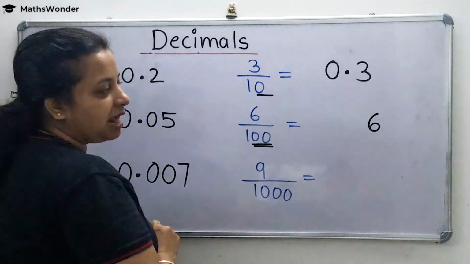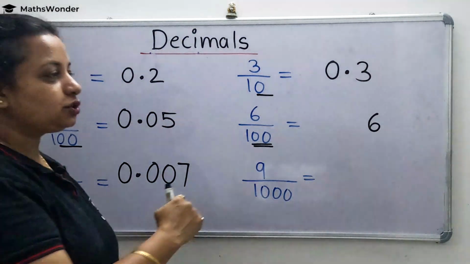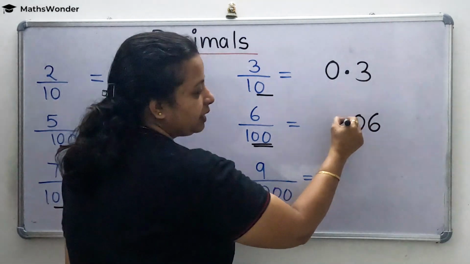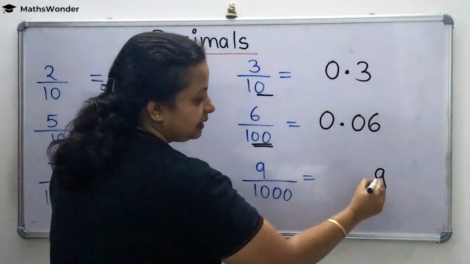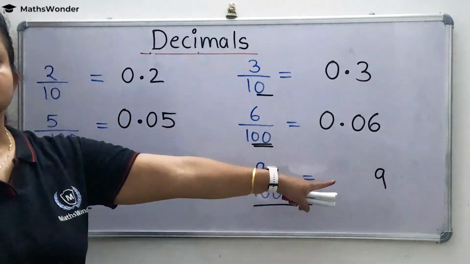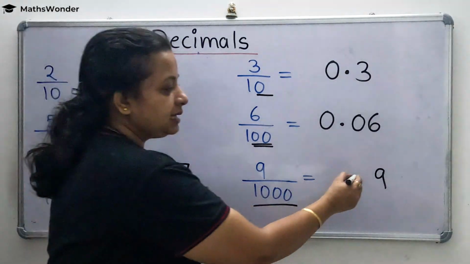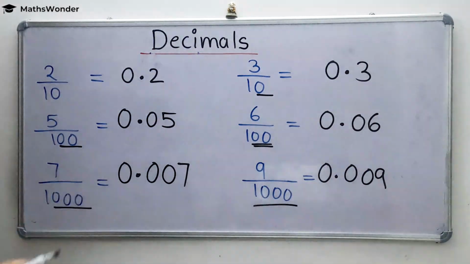But the denominator is 100, which means we need to count 2 digits from the right. So there is only 1. So you have to give 1 0 and then the dot. 9 is 9. Check how many zeros in the denominator. There are 3 zeros. Start from the extreme right. Give 2 more zeros to fill the space. 3 digits and then put the decimal. So this is the normal conversion of the decimals.